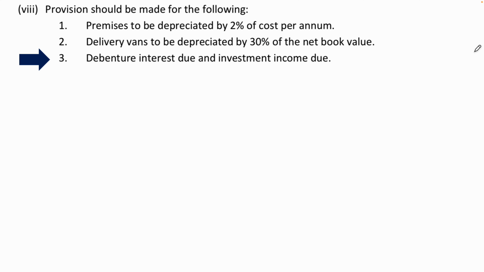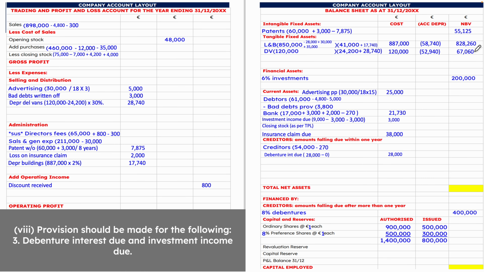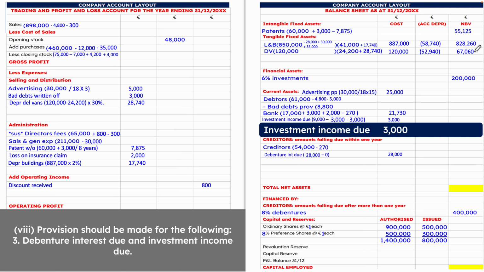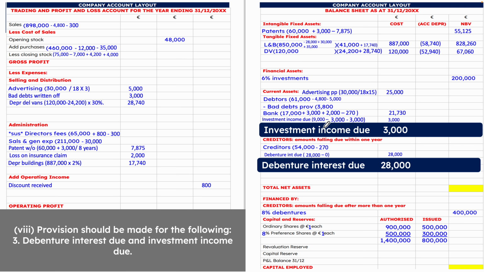Last then, we're going to have debenture interest due and investment income due. And we already have a lot of this done. Our investment income due, we had 9,000 for the year. We received 3,000 because they were in the patents incorrectly. And then the other 3,000 we got paid directly into the bank in the bank adjustment. So we've got 3,000 investment income due at the end of the year. And the debenture interest due, our debenture interest for the year was 28 grand, but we actually didn't pay any debenture interest so far this year. So at the end of the year, we owe 28,000.